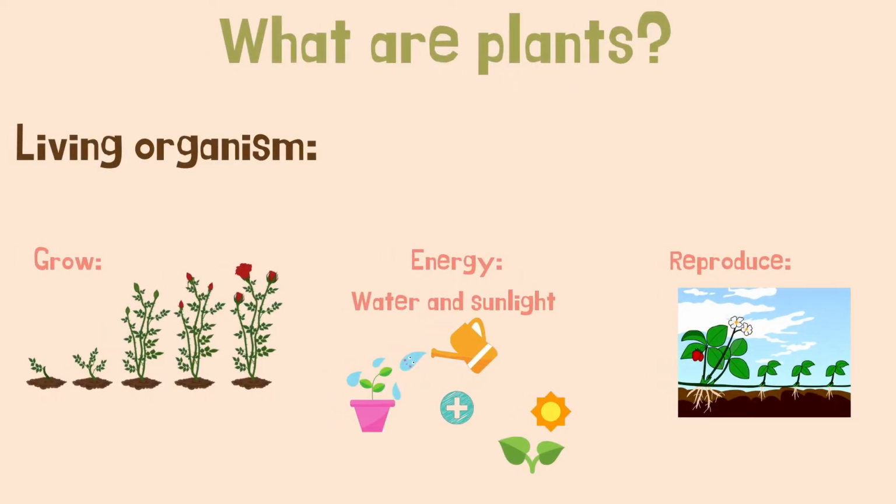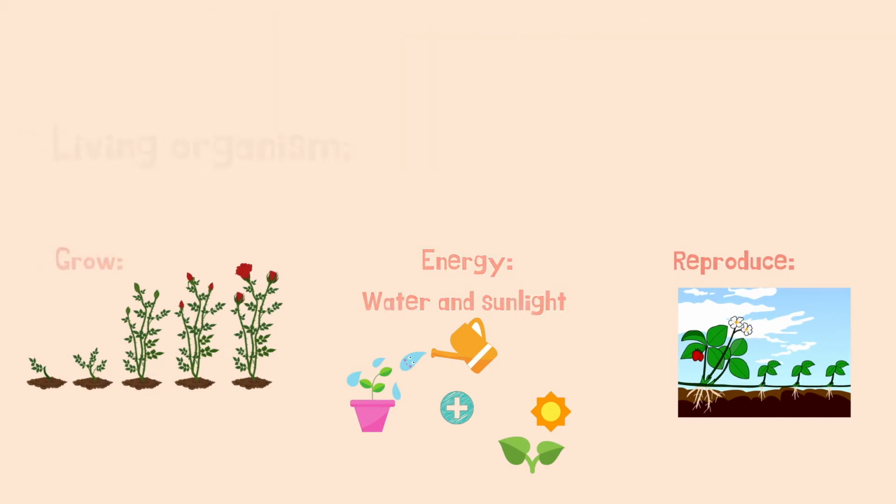First, what are plants? Plants are living organisms. And what does that mean? Well, to be a living organism, you have to fulfill 3 conditions. First, you need to be able to grow. Second, you need energy. For plants, it's water and sunlight. The third is that you need to reproduce. You need to make more plants. For example, more potatoes, more tomatoes, more flowers, and so on.